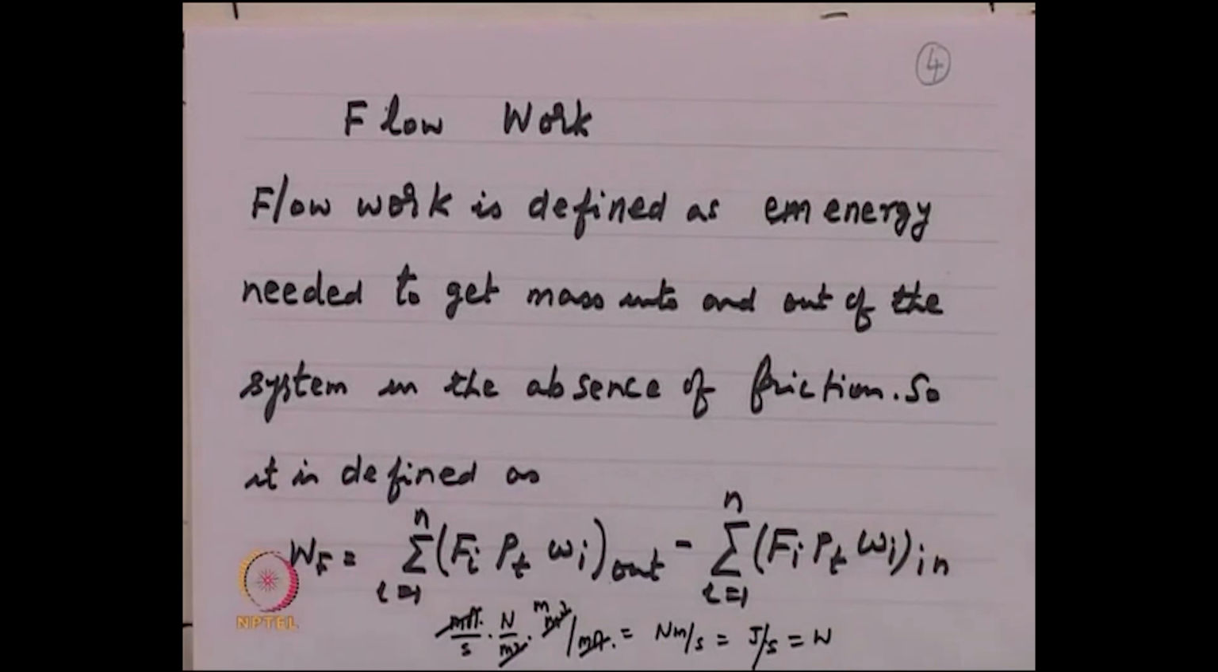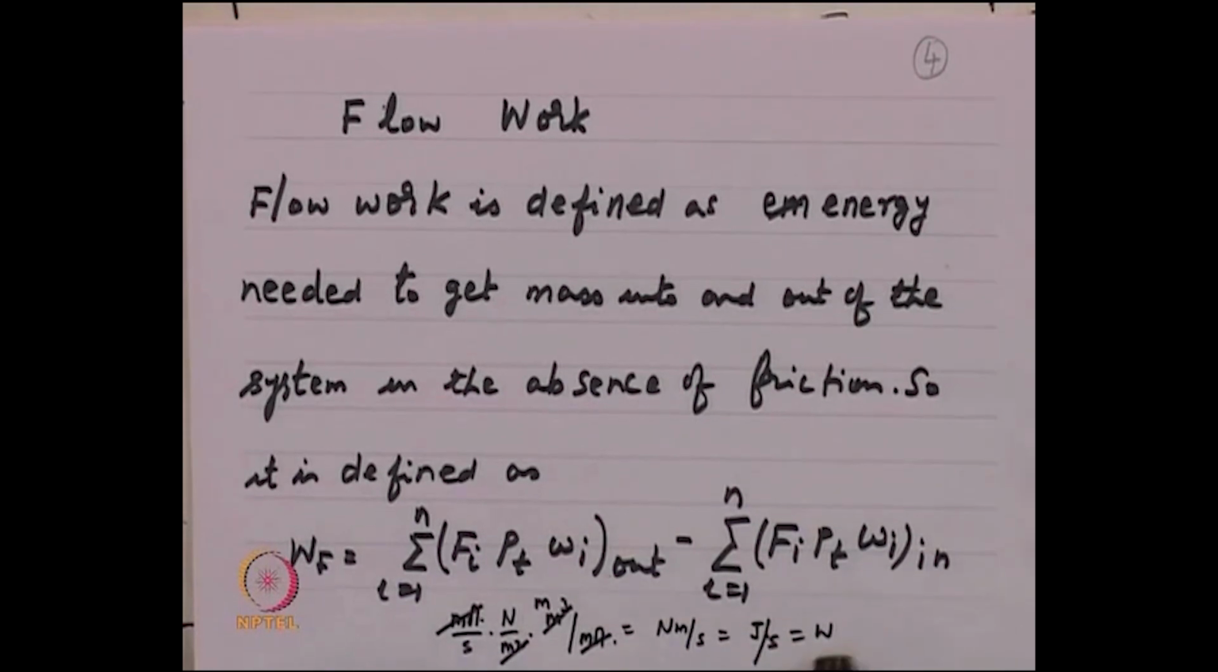What is flow work? Flow work is the work that is required to get material in and out of a system in the absence of friction. This has to be understood by actually making a calculation of the term Fi Pt omega i. Now, Fi Pt omega i in the absence of chemical reaction does not change. But Pt omega i can change depending upon the conditions under which your system is working, high pressure, low pressure, whatever. So, in a sense Fi Pt omega i, which has units of joules per second or watts, really depends upon the reacting system.